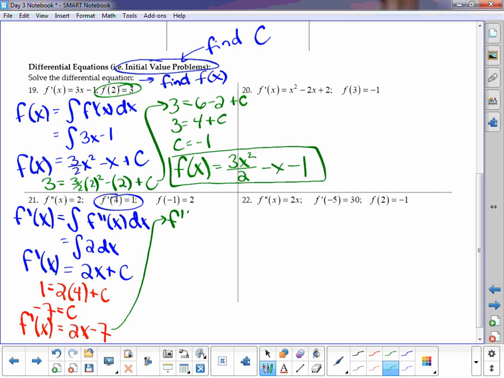And we know the original function is simply integrating my derivative. Don't lose your dx. But now we actually know what our derivative is to integrate. So the integral of the derivative we just got, 2x minus 7 dx.